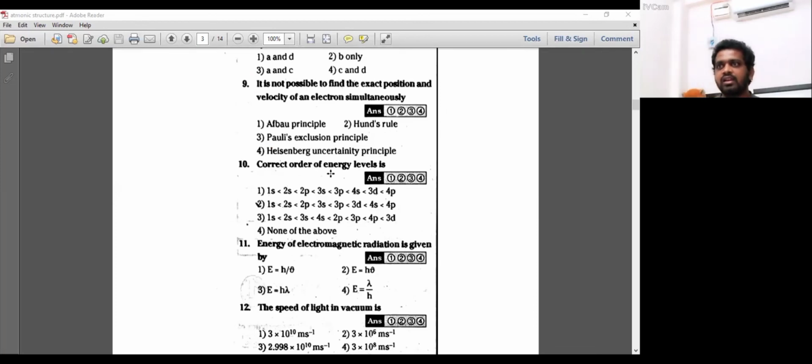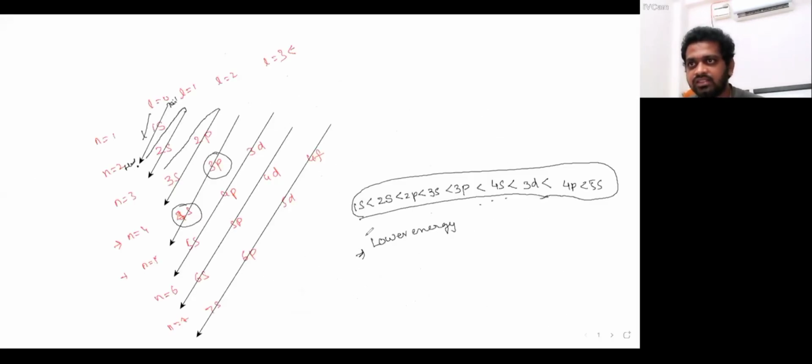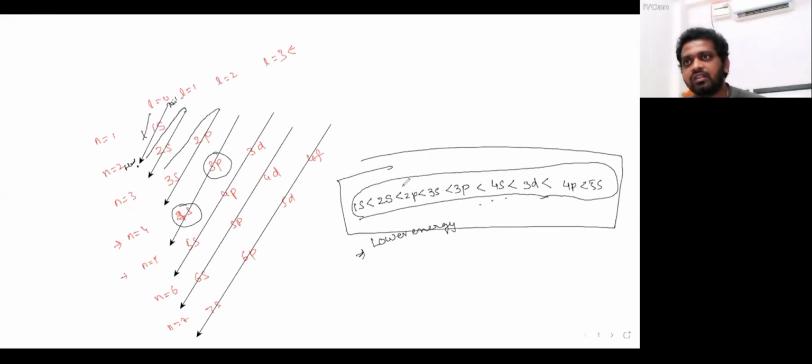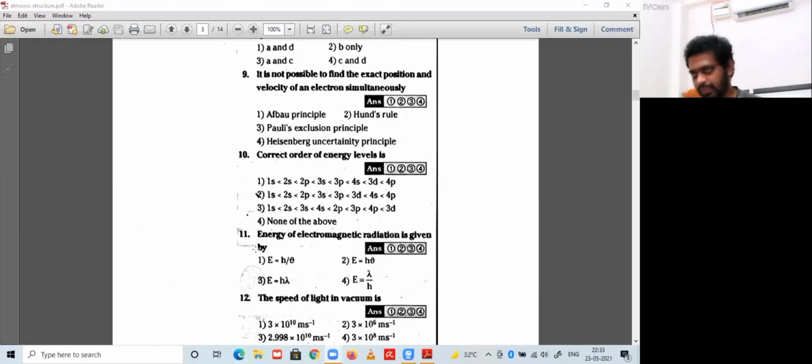The correct order of the energy level. Just now I explained the Aufbau chart on the whiteboard. Look at here, this is the Aufbau chart. This is the order of the filling of electrons from lower energy level to higher energy level. From this order, the option for question number 10 is: first one, 1s, 2s, 2p, 3s, 3p, 4s, 3d, 4p.